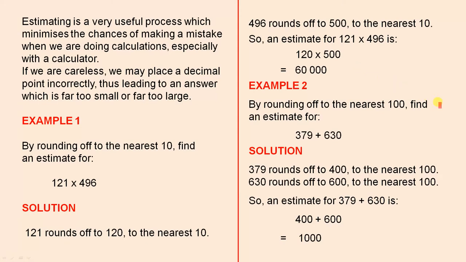Example 2. By rounding off to the nearest 100, find an estimate for 379 plus 630. Solution. 379 rounds off to 400 to the nearest 100. 630 rounds off to 600 to the nearest 100. So, an estimate for 379 plus 630 is 400 plus 600, which equals 1,000.